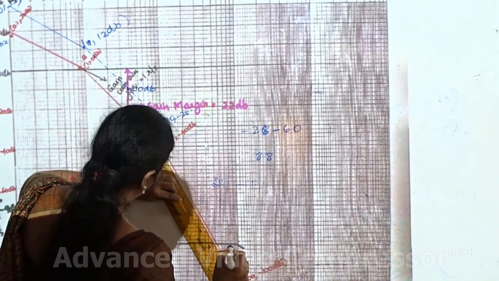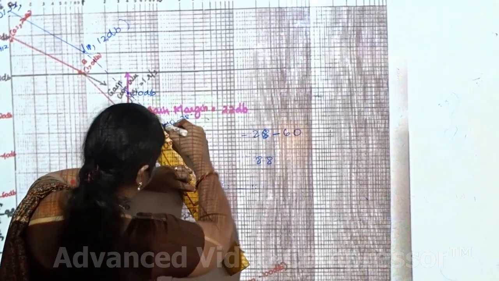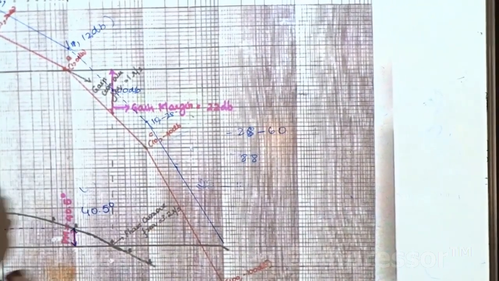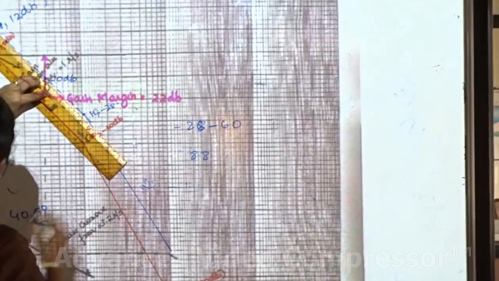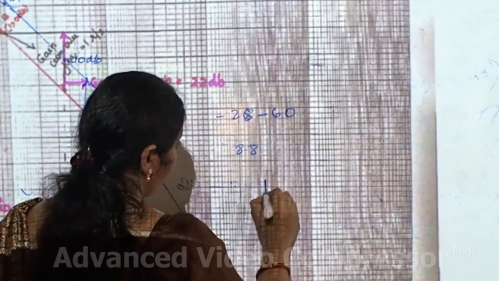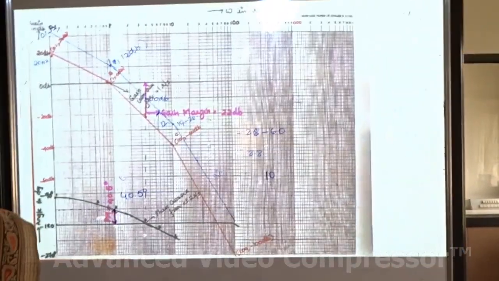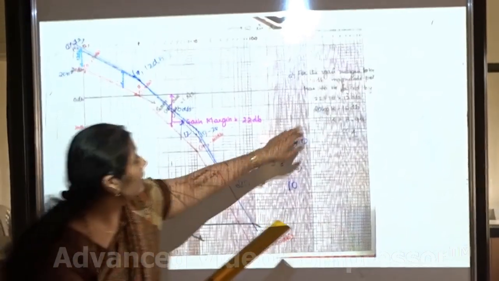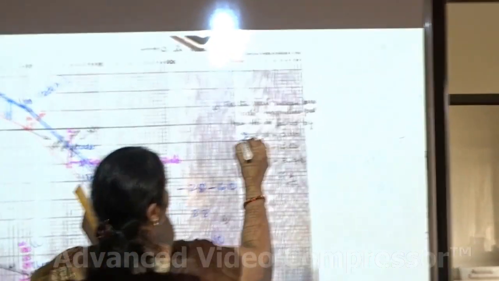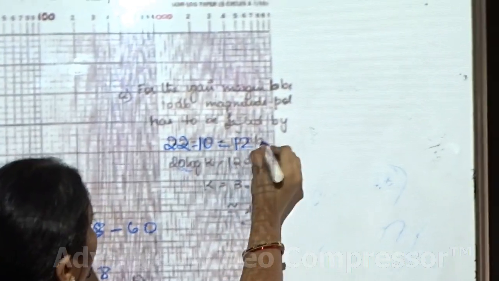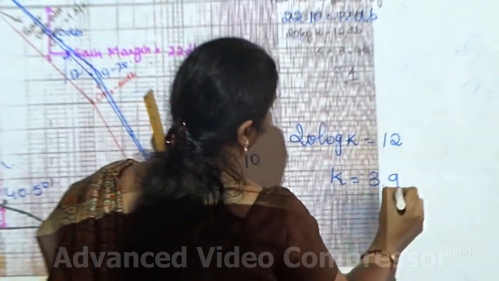Now shift it up. So this is a new plot. This is the new plot that we have got. By what value will we shift this? By a value, the difference by 12 we went up. So you have to find the new value of k. The new value of k is 20 minus, this is 22 minus 10, that is 12 dB. Okay, so 20 log k is 12, so k will be 3.98.